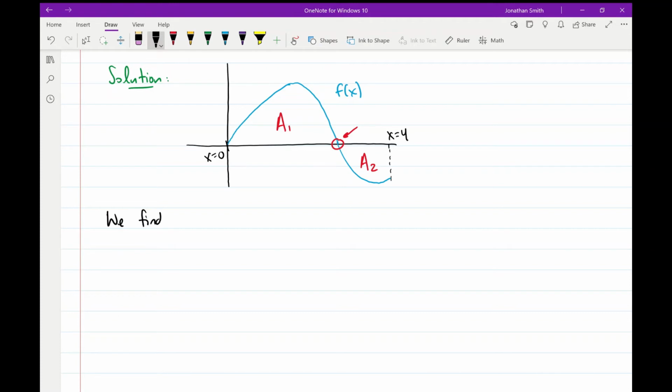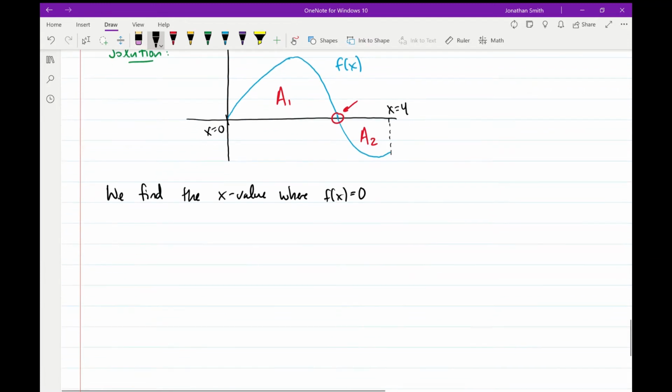We find the x value where f of x is equal to 0. So this point that I have circled in red, so that we know where to start counting our area as negative as opposed to positive.